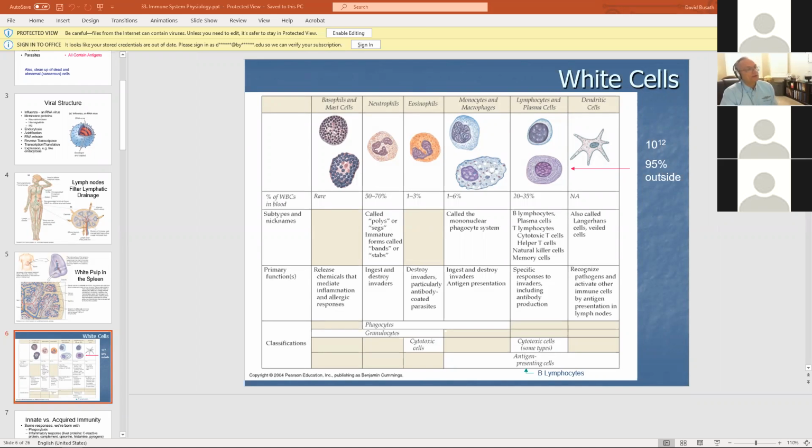What paracrines do basophils and mast cells secrete? Histamine, which mediates the inflammation and allergic response. The mast cells, we've talked about being under the skin and producing itch. Basophils are similar types of cells in the bloodstream. The most common white blood cells, though, in the bloodstream are these phagocytes.